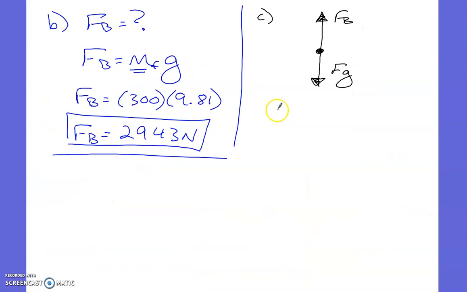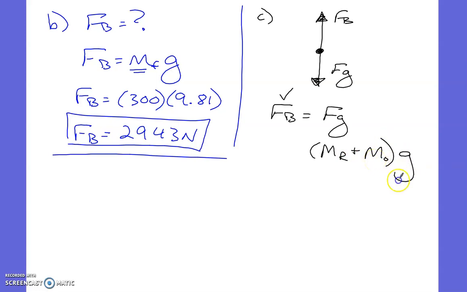So first of all, we are in equilibrium because the object is neither rising nor sinking. And so therefore the two forces are equal. We know the buoyant force from part B, and therefore we know the gravitational force. But remember that this is the gravitational force not just of the raft, but the object on top of the raft, which I'll label as M sub O, O for object. So gravitational force is the total M times G, and that is equal to the buoyant force, which we got in part B.